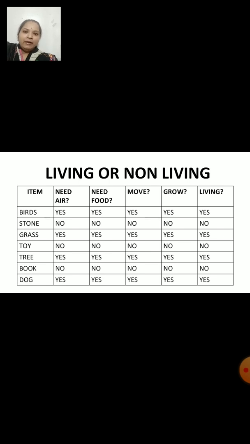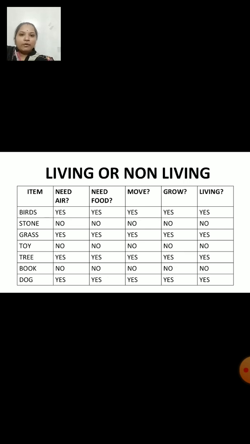What about a book? Does it need air? No. Does it need food? No. Does it move? It moves only when you move it. Does it grow? Does your book grow? No, it does not. So it's a non-living thing.